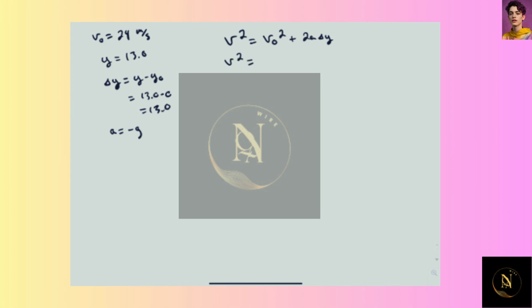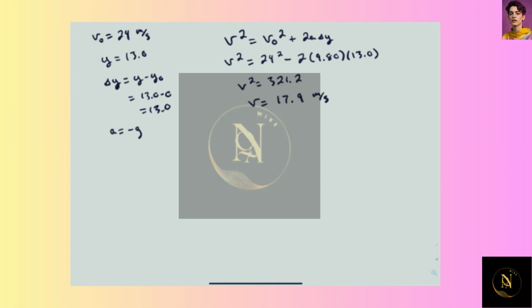v squared is 24 squared minus, because it's minus g, 2 times 9.8 times 13 meters. And so our v squared is 321.2, and that means our v is 17.9 meters per second. And this can actually be plus or minus because we're taking the square root. And that'll be answered in the second part, why it can be plus or minus.